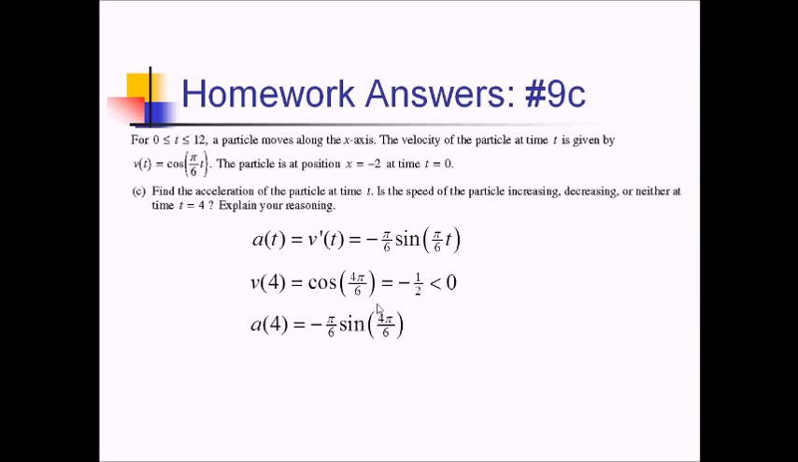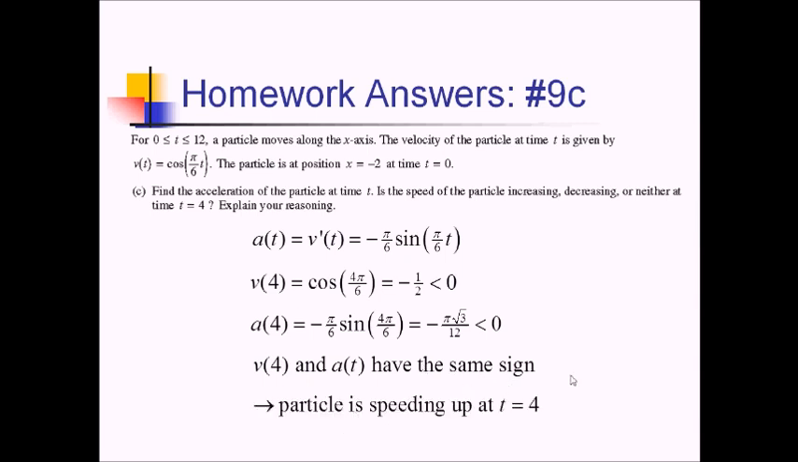Next, we need acceleration at time 4, so we'll plug 4 into this formula here. So we now have the sine of 120 degrees, essentially, reference angle of 60 still. So that's going to be positive root 3 over 2 times negative pi over 6. So that's negative pi root 3 over 12 when all is said and done. But really all we care about is that this is a negative value. Since the velocity at 4 and the acceleration at 4 have the same sign, this means that our particle is speeding up at time 4.